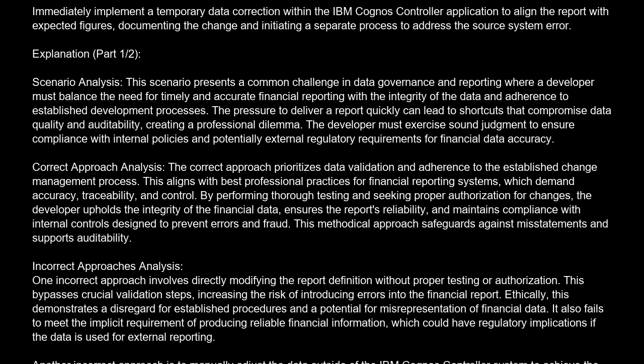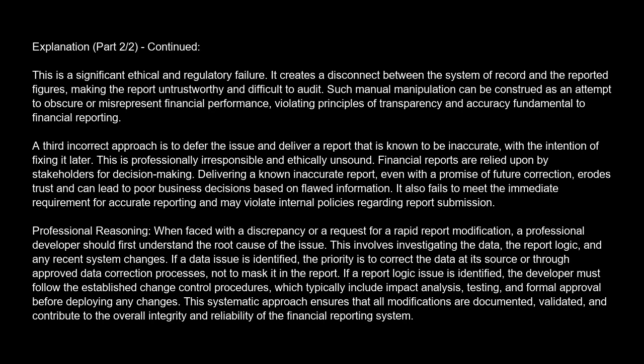It also fails to meet the implicit requirement of producing reliable financial information, which could have regulatory implications if the data is used for external reporting. Another incorrect approach is to manually adjust the data outside of the IBM Cognos Controller system to achieve the desired report output. This is a significant ethical and regulatory failure. It creates a disconnect between the system of record and the reported figures, making the report untrustworthy and difficult to audit.